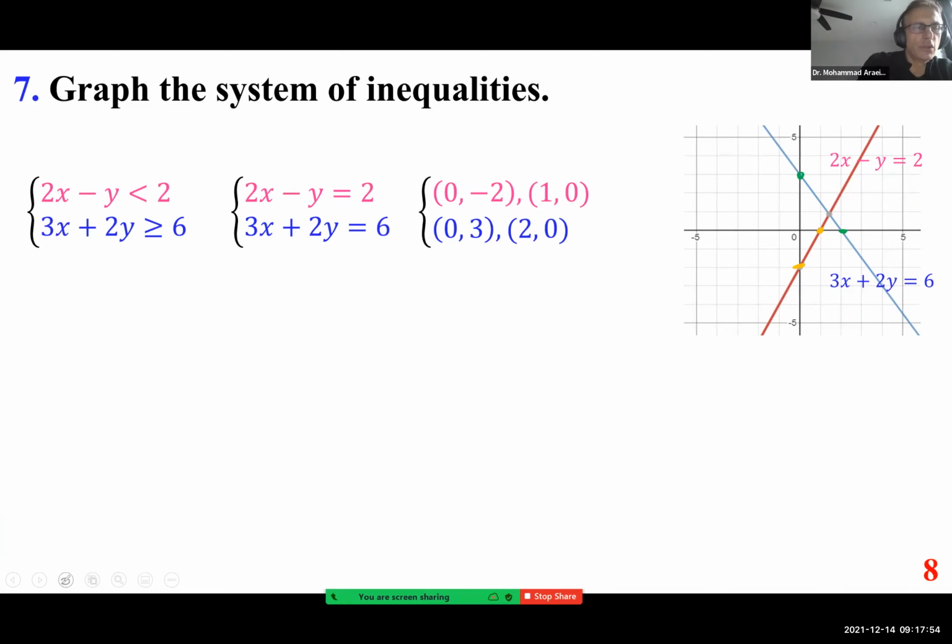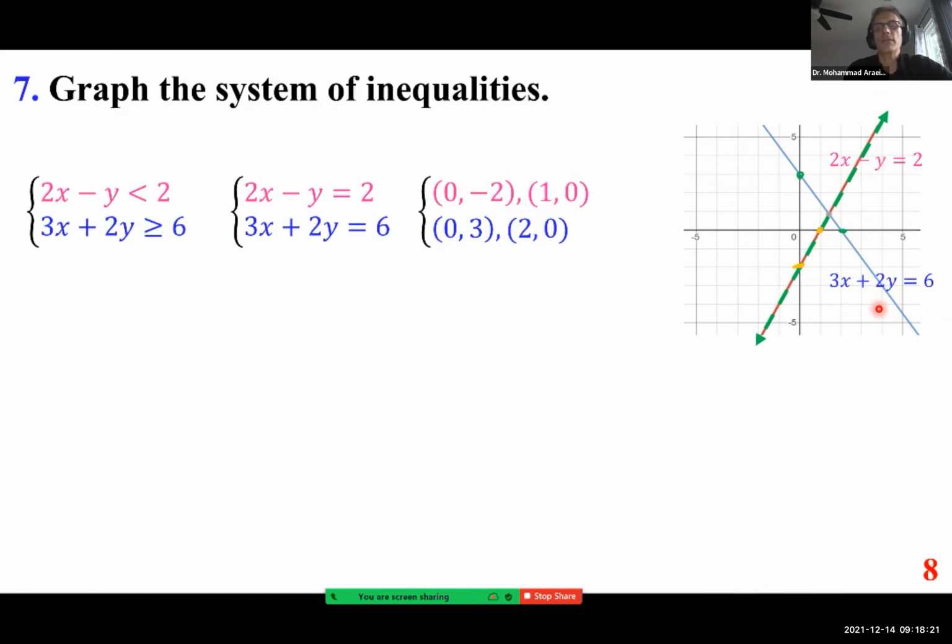We go back to the original and we notice this has the equality, which makes it a solid line, but this doesn't have an equality, which makes it a dashed line. So immediately change it to a dashed line. So this one is a dashed line. I like to put the equation next to that. This red one, which we changed to a dashed line, is 2x minus y equals 2. And this blue one is 3x plus 2y equals 6.